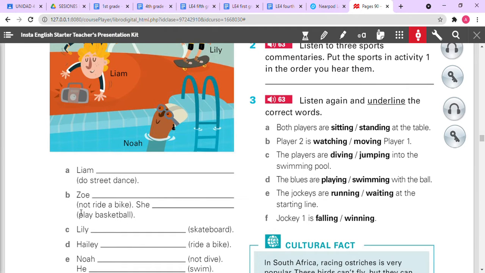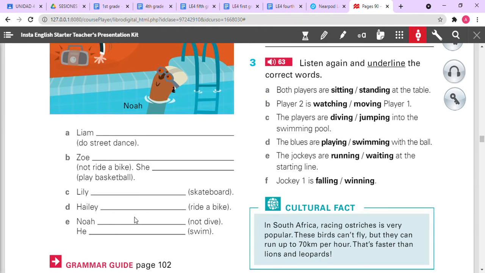Here we have two pieces of information. The first one is negative. Zoe isn't riding a bike. She is playing basketball. That is the correct answer. I repeat. Zoe isn't riding a bike. She is playing basketball. Let's continue with Lily.